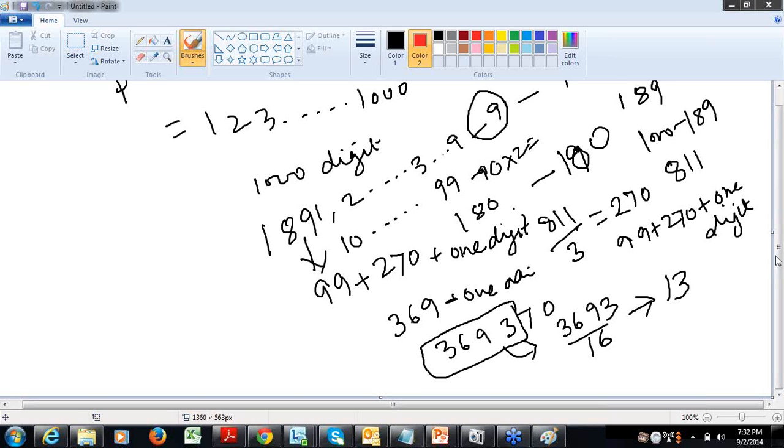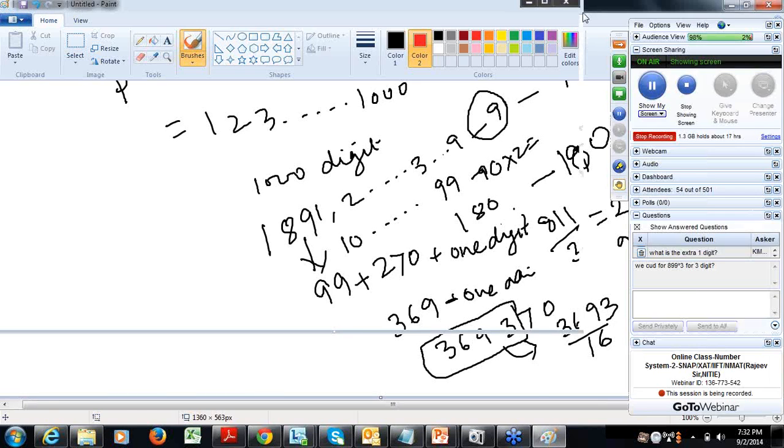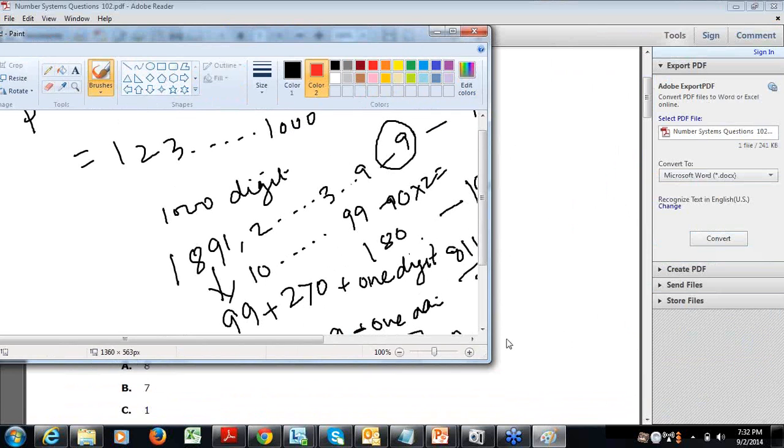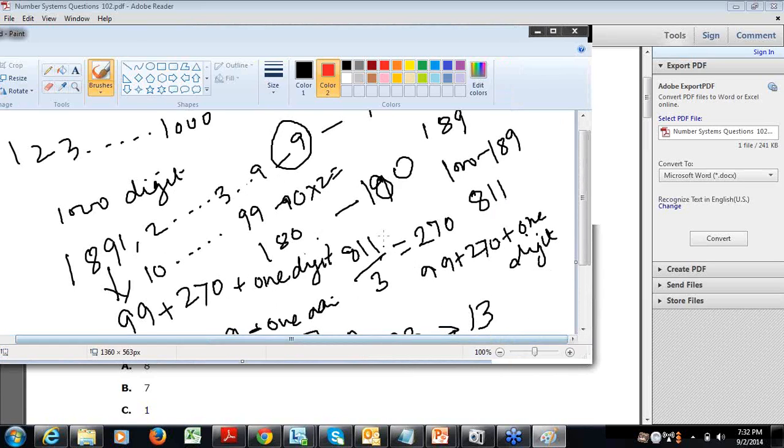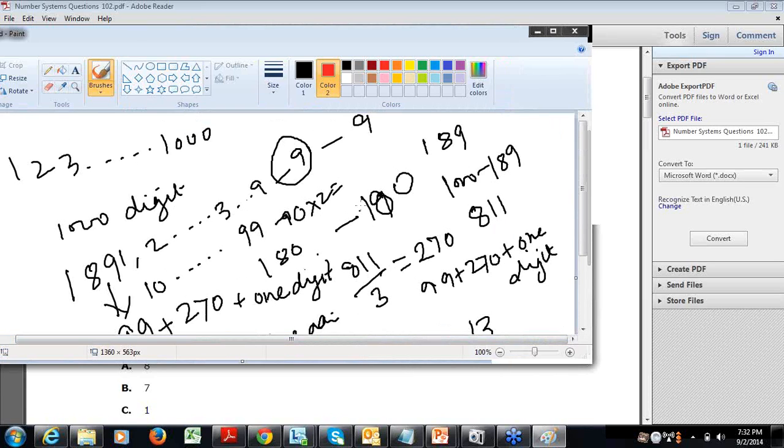Still somebody has a problem? Should I explain it once again? Okay, let me explain once again. So what is the question? Question is, we have to find out the first 1000 digits.